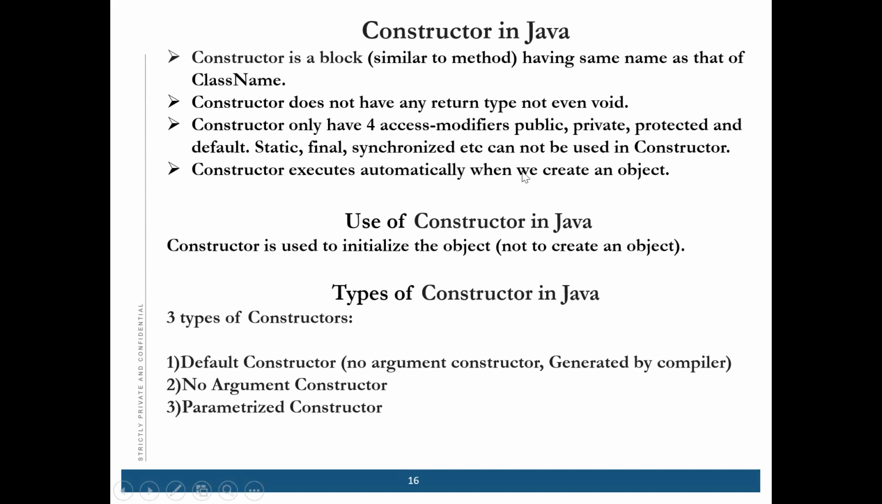A constructor executes automatically when we create an object. Okay, these are all the important points. A constructor is used to initialize the object and not to create an object. We just initialize it, right? Like the right hand side values are going to the left hand side. That is all we do, but we are not creating any object with the help of a constructor. There are three types of constructor: default, no argument, and parameterized.